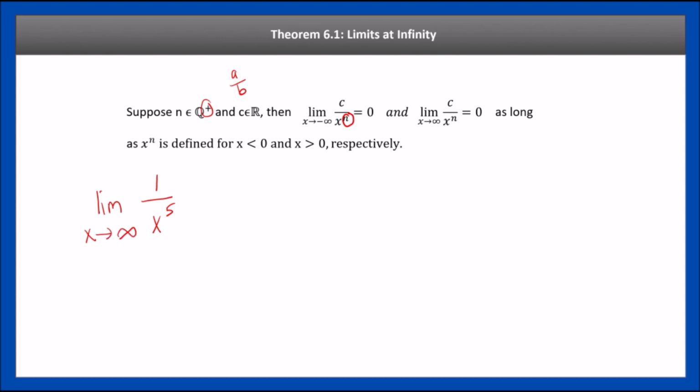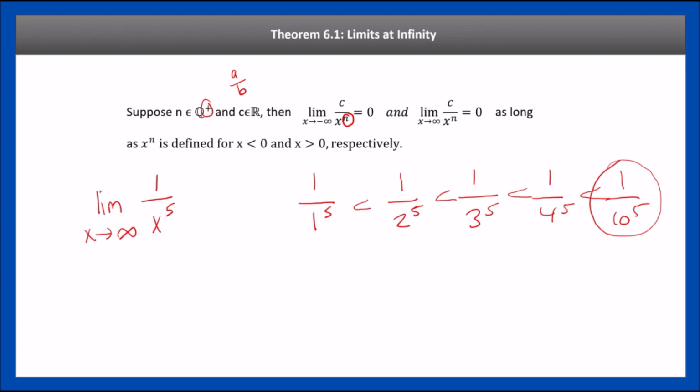Well, if I plug in 1 for x, I get 1 over 1 to the 5th. If I plug in 2 for x, then I get 1 over 2 to the 5th, which is 1 over 32. If I plug in 3 for x, I get 1 over 3 to the 5th, and so on and so forth. So as x gets bigger and bigger, what happens to this fraction? Well, this fraction gets smaller and smaller. And it gets so small that it approaches 0. So you can see that this fraction is getting smaller and smaller. And of course, the limit is going to be when it approaches 0.